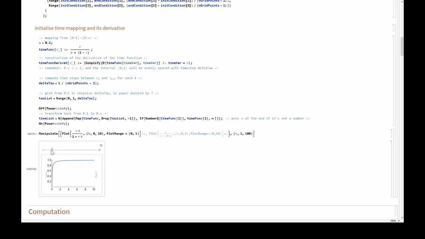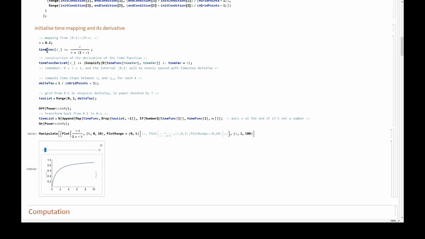And if you play with your nu, you can vary this. Now it's much lower, and here you see the interval from 0 to 1 does not take up everything, but only about half. The other half is taken by everything after 1. So with your nu, you can vary how your time is compressed, so your time from 0 to infinity is compressed into the interval 0, 1.